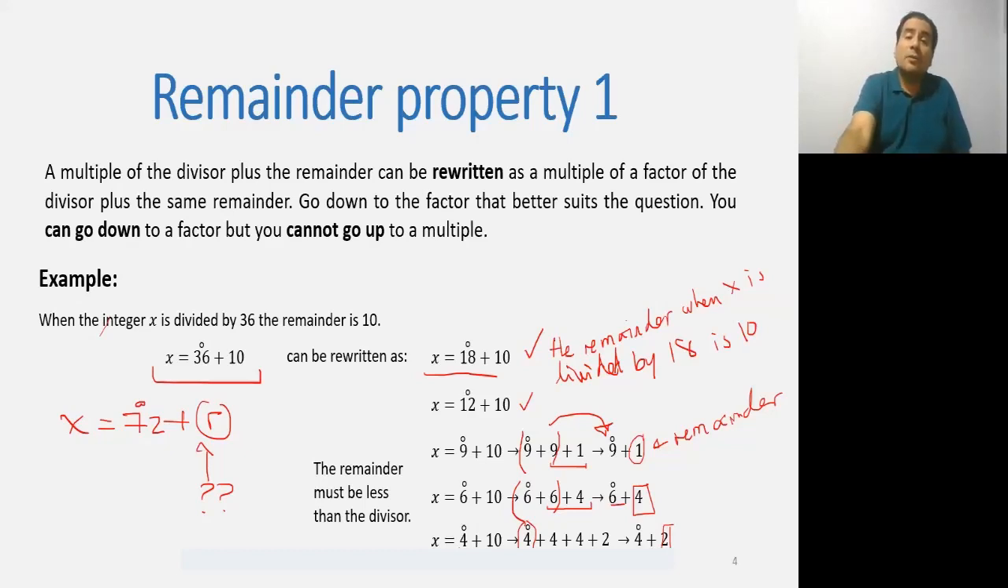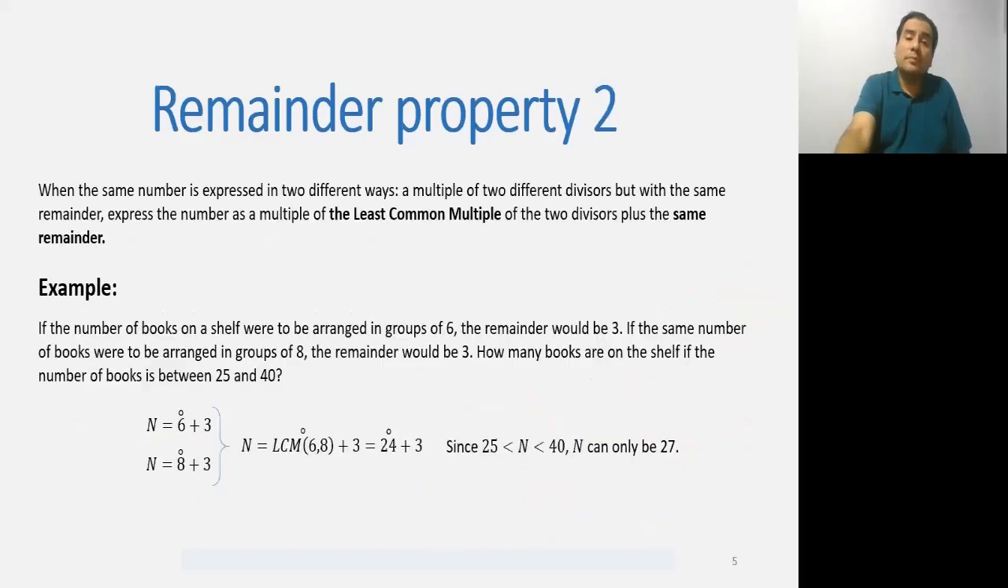Let's talk about remainder property 2. Remainder property 2 teaches us that when the same number is expressed in two different ways, like a multiple of two different divisors, but with the same remainder, you can express the number also as a multiple of the least common multiple of the two divisors plus the same remainder.